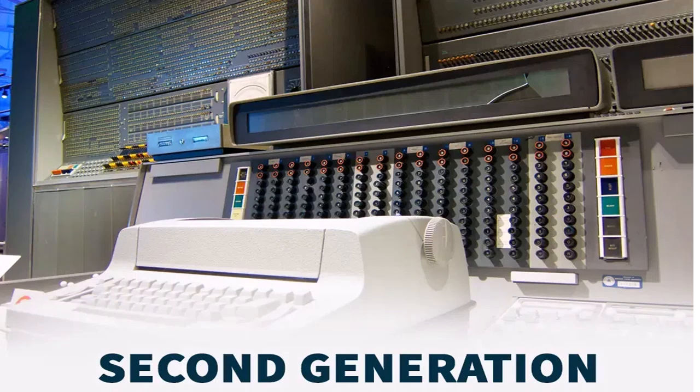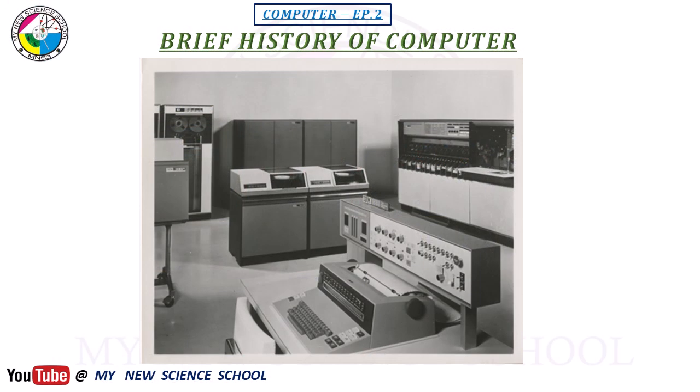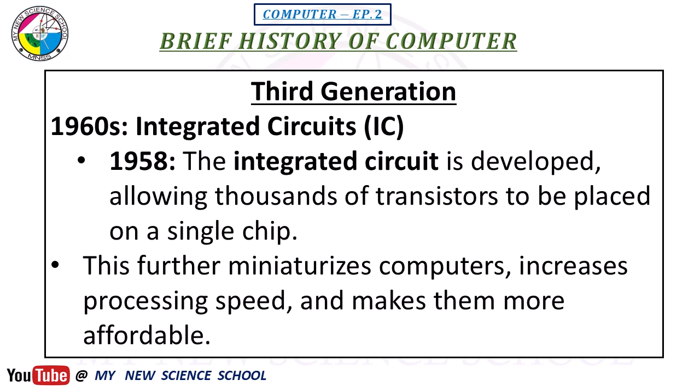At least it is not as massive as the first generation, and it is faster and more energy efficient. This is another picture showing the second generation computer. Now, the third generation computer. The third generation of computers was marked by the invention of the integrated circuit, which was a modification of the earlier technology, the transistor.